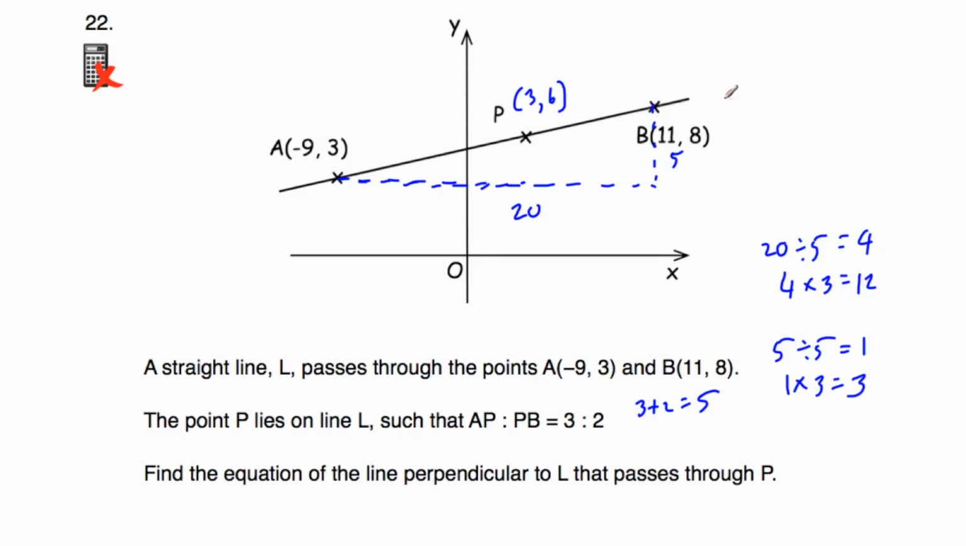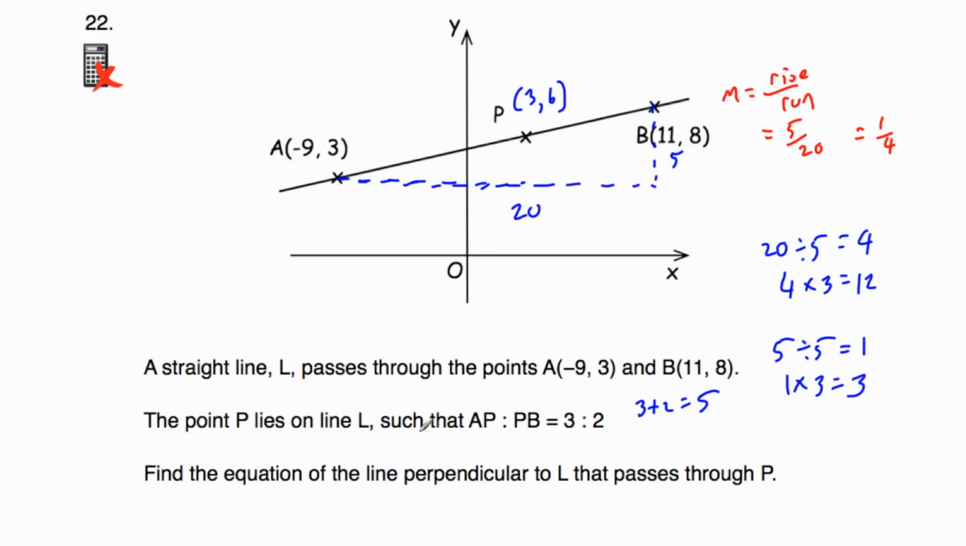So, in terms of the line L, its gradient m would be equal to the rise divided by run, so rise over run. The rise is equal to 5, so we've got 5, and the run is equal to 20. So if we do 5 divided by 20, that's equal to a quarter. So the gradient of that line is equal to a quarter.